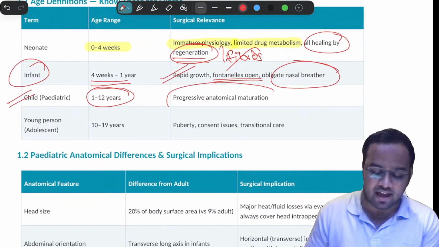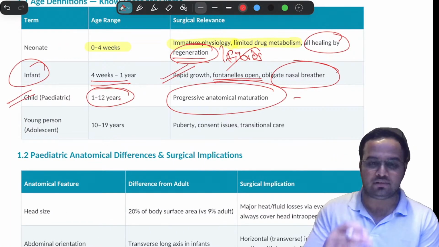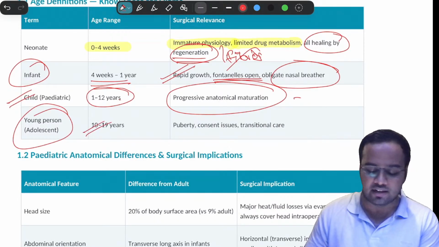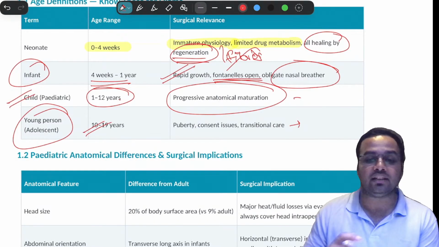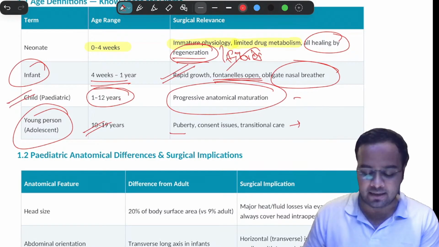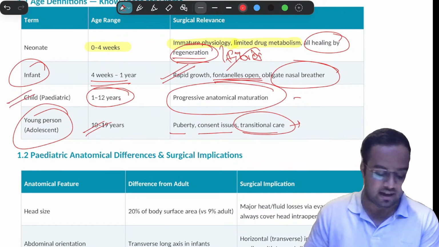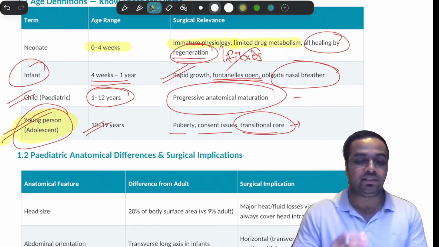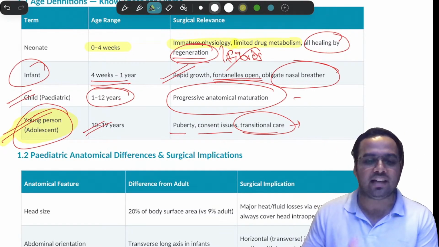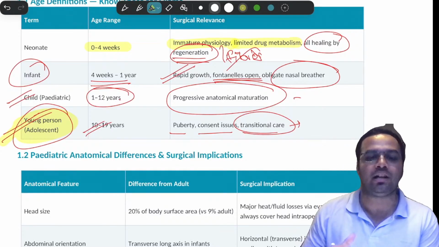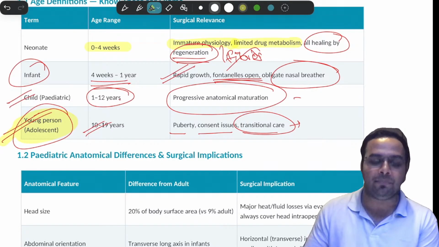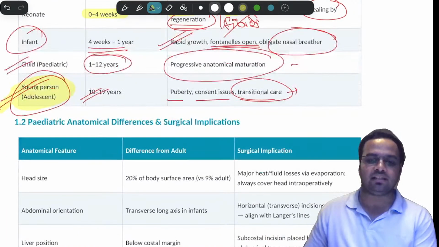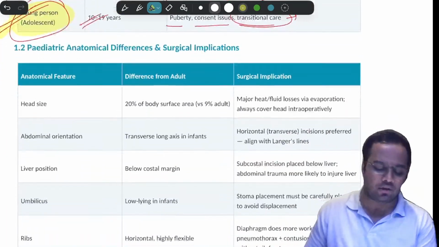It is progressive anatomical maturation. So here the child is going to grow physically, and a young adult or adolescent is 10 to 19 years of age, where the child is also going to mature sexually. So he's going to have puberty, he can have consent issues or transitional care. Bailey and Love typically states that it is difficult to handle these people with care because these people can actually give their own consent. They are pretty much well read, they understand what the problem with them is. So while dealing with these people, it is always important that you take them as well as their parent or guardian into consideration. It is also important in view of medico-legal implications.